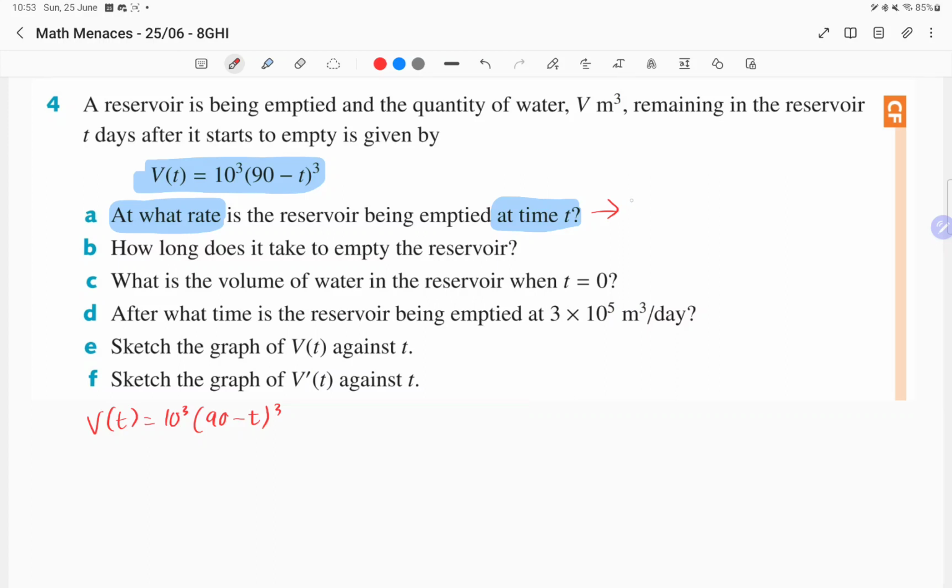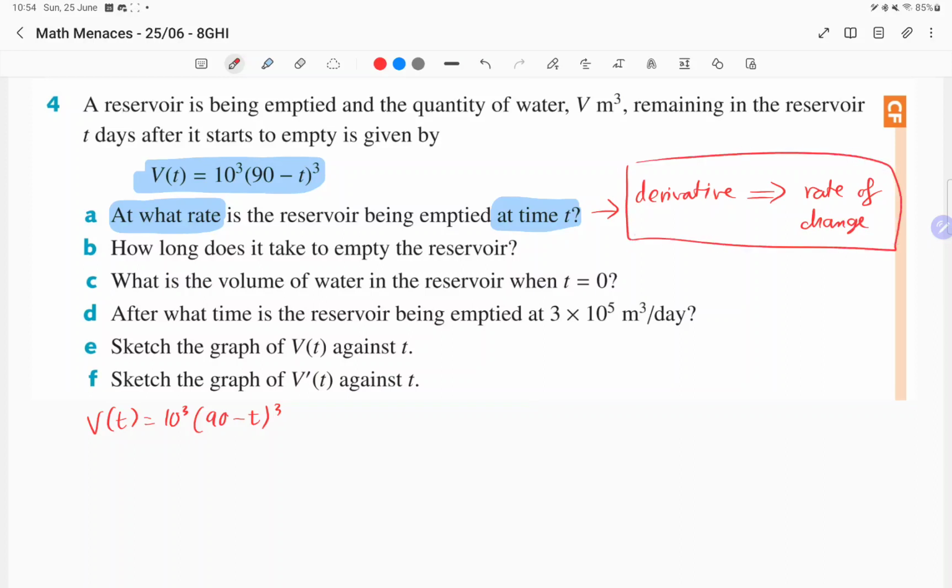Okay. So at what rate? This is saying that you link derivative, which gives you the rate of change. Okay, or the instantaneous rate of change. So from now on, in the application questions, they won't ask you to derive this equation. They'll ask you at what rate is it being emptied, or at what rate is it changing.